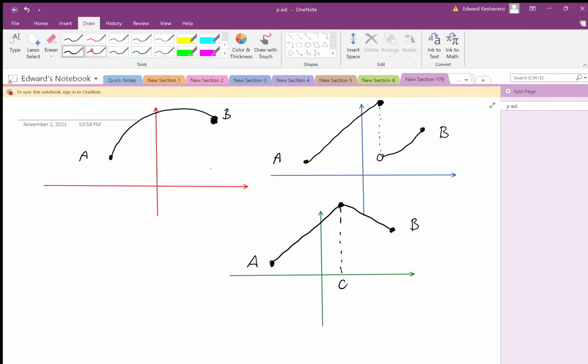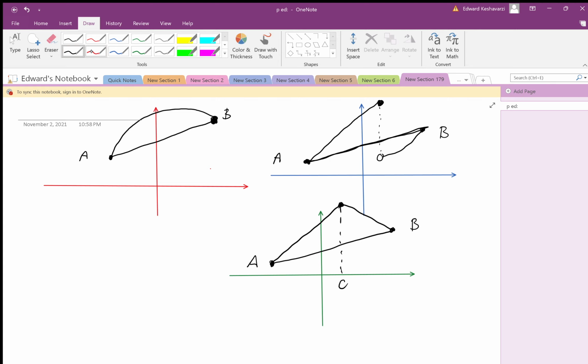Okay, so now also I'm going to connect A to B with a straight line. Also I'm going to connect it here with a straight line. In the third shape, I will do the same. The question is, in which curve is there a point or points such that if you draw the tangent line, it is parallel to the straight line that connects A to B.